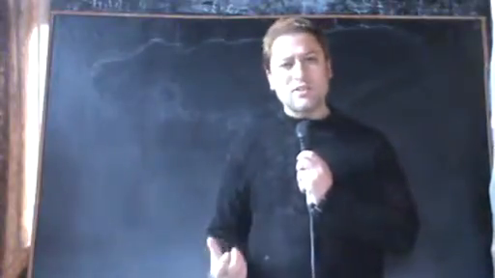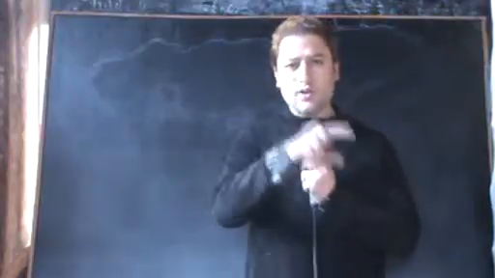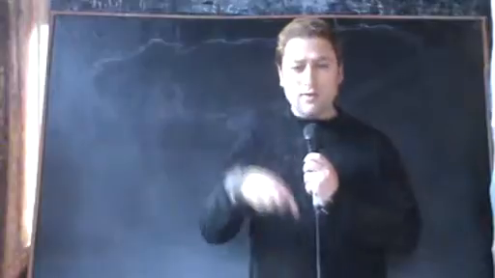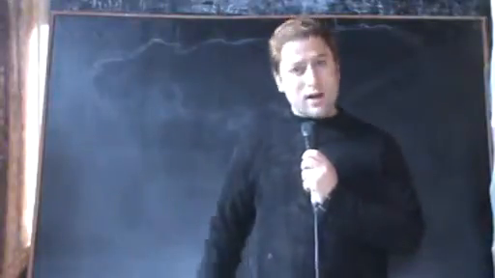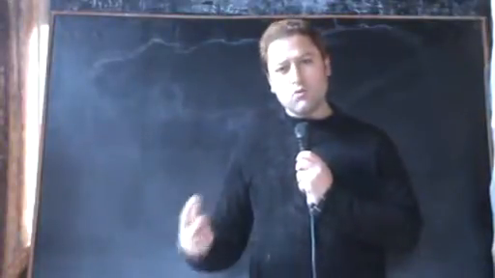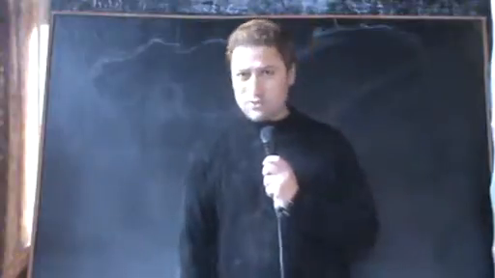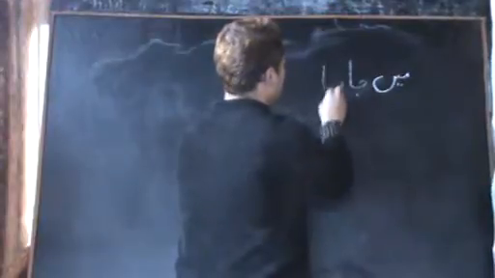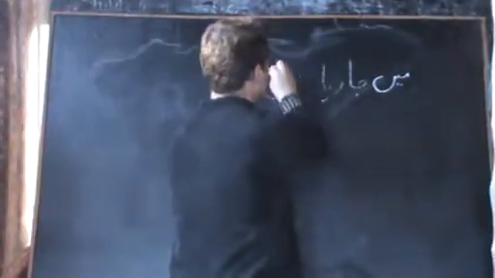Today, our lesson is based on continuous, wherein we have the signs raha hai, rahi hai, rahe hain. Previously, we have done the introduction of it, and now today, we'll do some more sentences and more translations. So I write here the first sentence: main ja raha hoon.